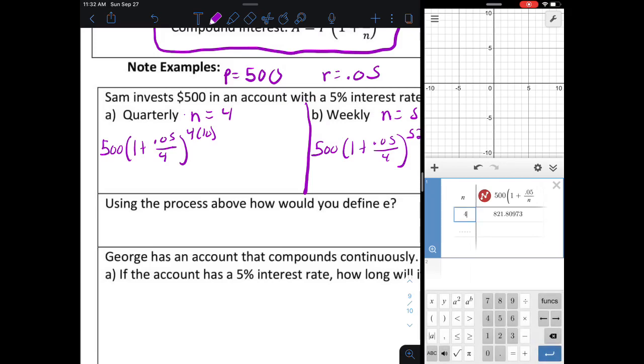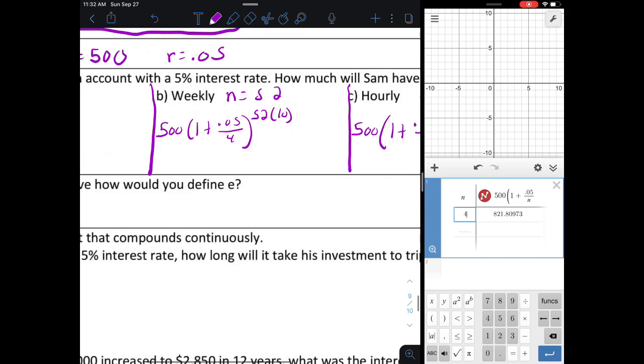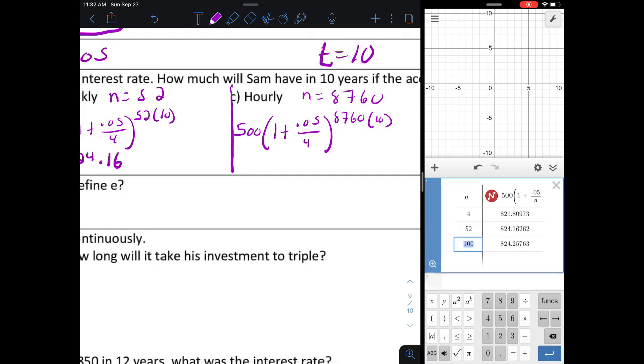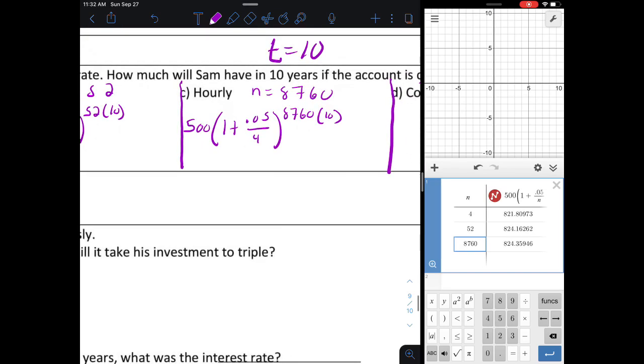I put in 4. So if we compound it 4 times over 10 years, the $500 becomes $821.81. If I compound it weekly at 52, it becomes $824.16. And then hourly, with 8760, it's going to become $824.36.